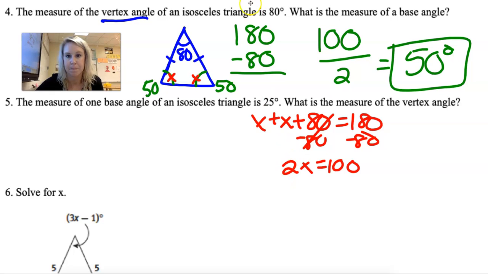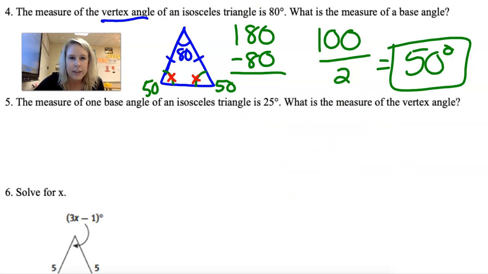Okay, all right, I'm going to erase this red real quick. All right, let's take a look at another example. The measure of one base angle of an isosceles triangle is 25. What is the vertex angle? On these, they only have to give you one number. So let's draw a picture.